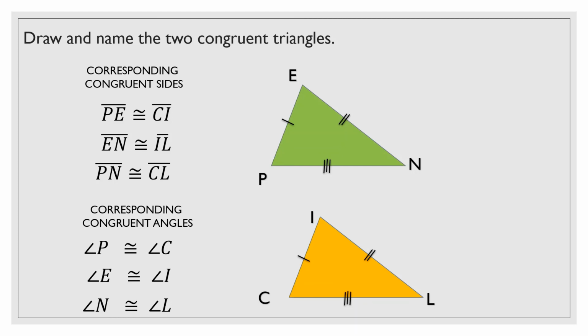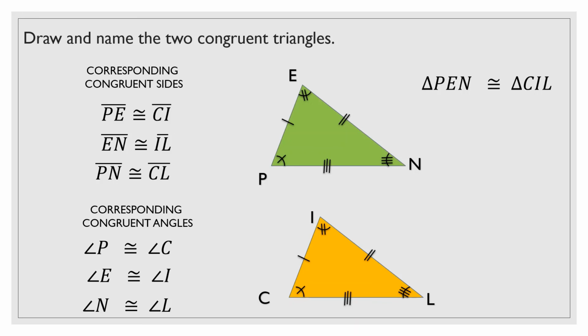Then, using arcs with tick marks, we can show congruent angles. Angle P is congruent to angle C. Angle E is congruent to angle I. And angle N is congruent to angle L. Okay? So this is now the illustration of the two congruent triangles. Now let us name the congruent triangles. Therefore, we can say that triangle PEN is congruent to triangle CIL.